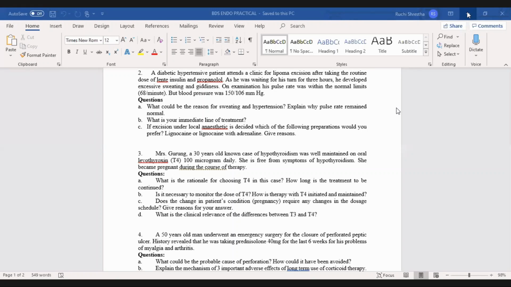So, the rationale for choosing T4 in this case: you know the advantage of using T4 over T3. Although T3 is more potent than T4, in most cases we use T4, and you know the advantage, so you should write the same. How long is the treatment to be continued? Usually thyroid hormone replacement therapy is given for 3 months, and then lab investigation.